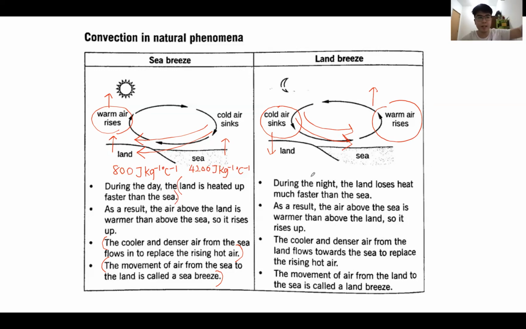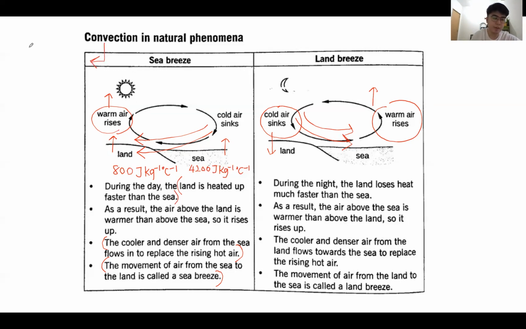If you happen to live near the sea, in the night, observe where the wind is flowing. Okay, it's from the shore towards the sea. So these are a few applications of convection.